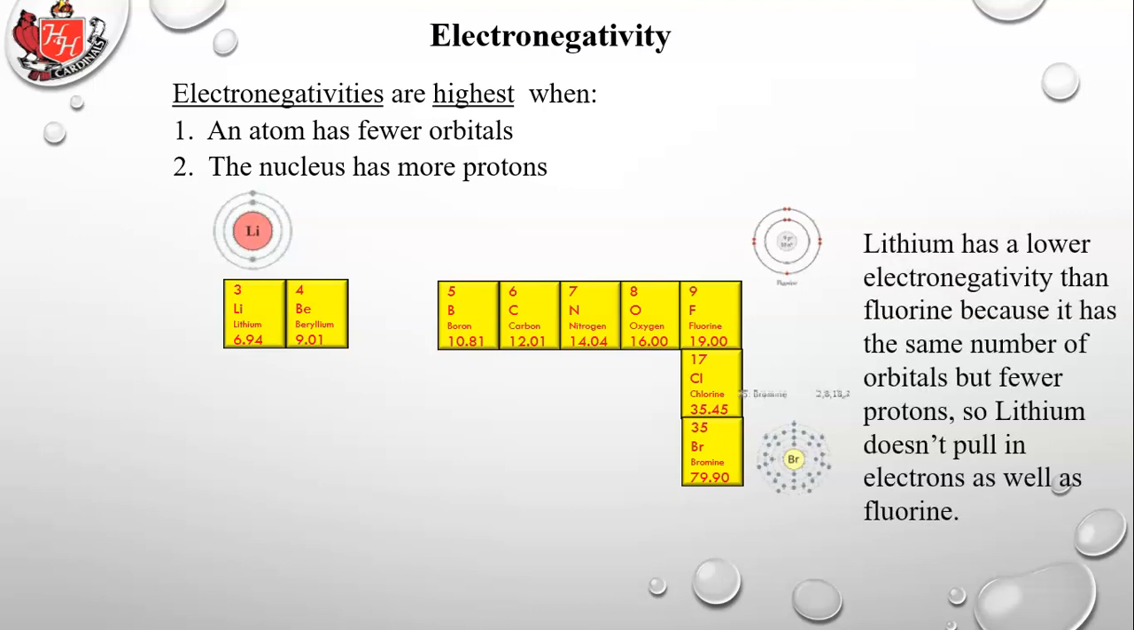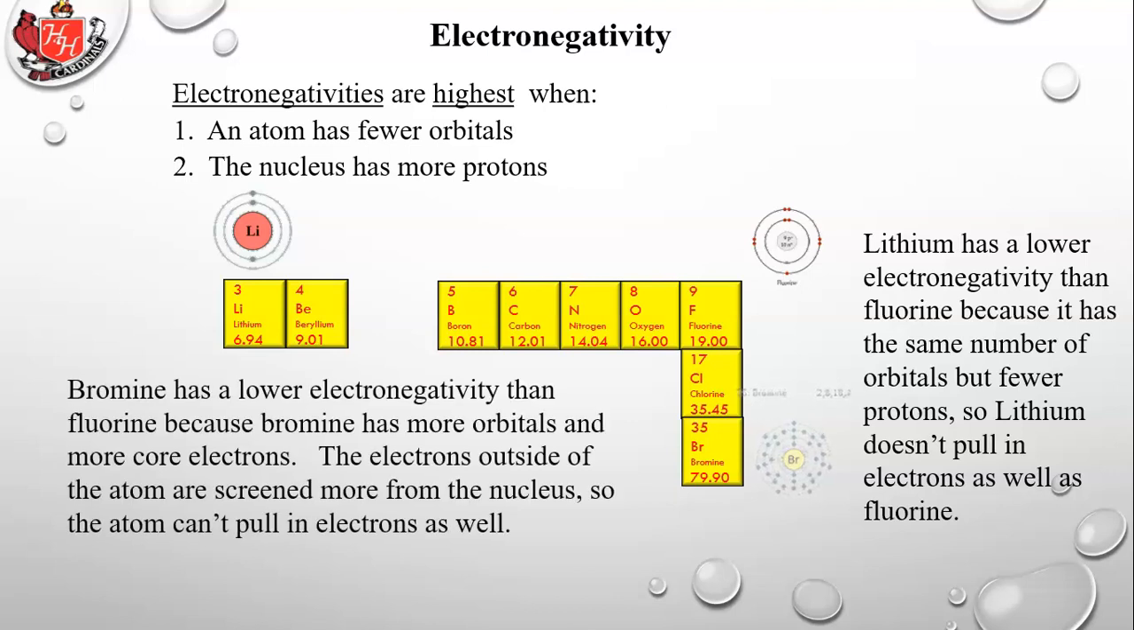So why is that? Lithium has a lower electronegativity than fluorine because it has the same number of orbitals but fewer protons. So lithium doesn't pull in electrons outside of it as well as fluorine. Bromine has a lower electronegativity than fluorine because bromine has more orbitals and more core electrons and valence electrons. The electrons outside of the atom are screened more from the nucleus of bromine, so the atom can't pull in electrons as well. So it's much the same reasoning as it is for ionization energy.